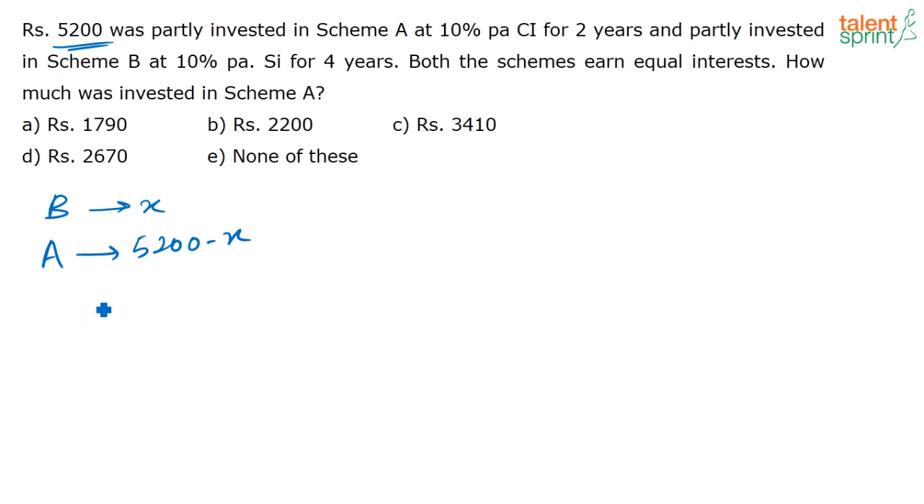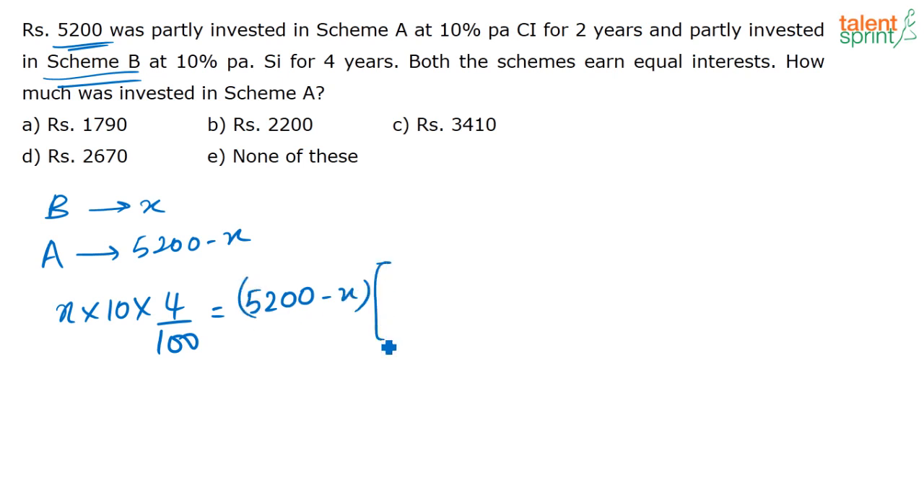And what is he saying? For different periods, both of these schemes are earning equal interest. So what is the interest that he gets from scheme B through simple interest? It is nothing but X into 10 into 4 by 100. That is equal to the interest that he gets through compound interest, that is (5,200 minus X) into ((1 plus 10 by 100) the whole squared minus 1).